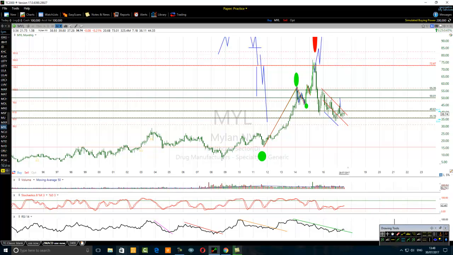The next thing that we are looking for, I'm bringing you back here. Pay attention to my cursor here. We wait for a confirmation. The price must display a higher low or equal low or a bullish chart pattern.